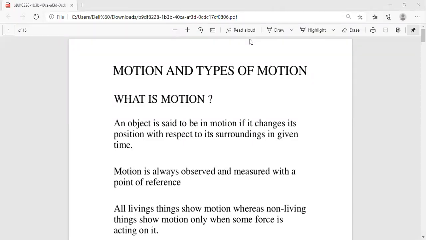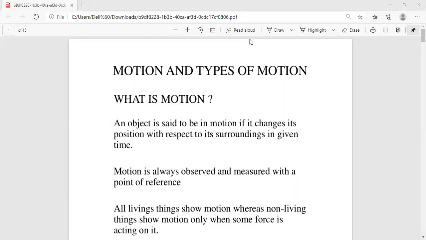Good morning, children. So today in this video, I will continue chapter number 10, Motion and Types of Motion. Children, already we have discussed the measurement concept, how we can measure short distances, long distances, and how can we measure the length of a curved line. So the next part of the chapter is motion and its types.